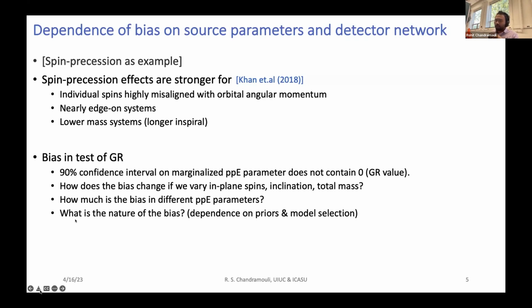And it's also important to address the nature of the bias. For example, how does this depend on the priors that we provide on these parameters? Is the model with PPE actually favored over a model without PPE, which is just a GR waveform model? So we need to characterize the nature of such systematic biases. These are the questions that our study aims to answer.